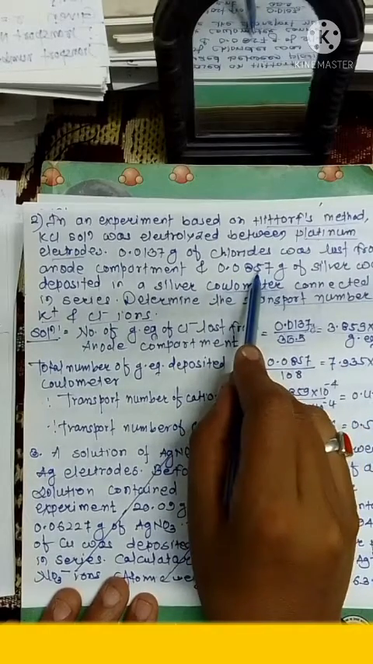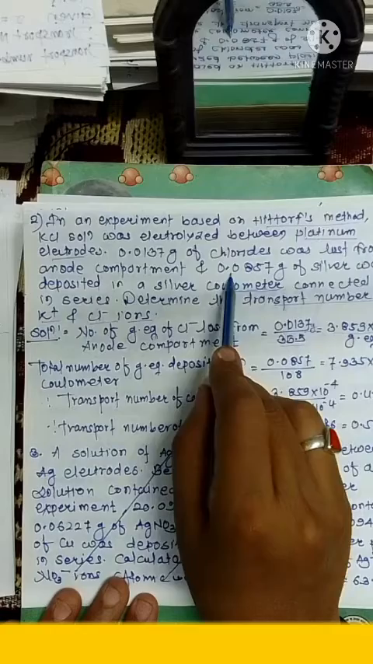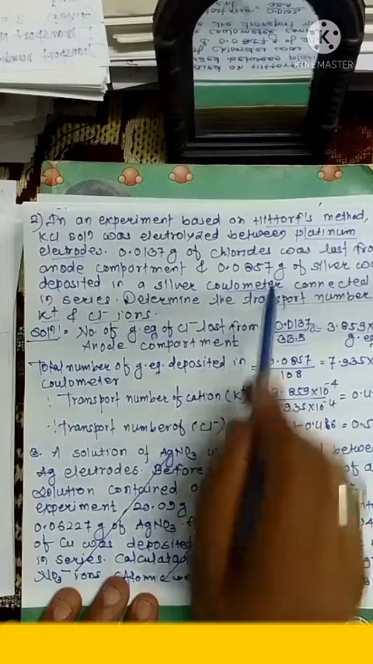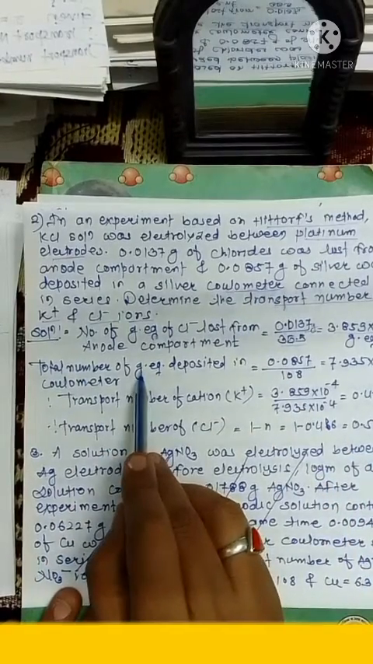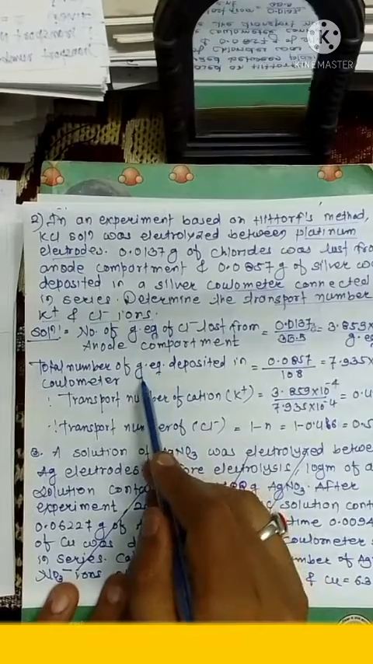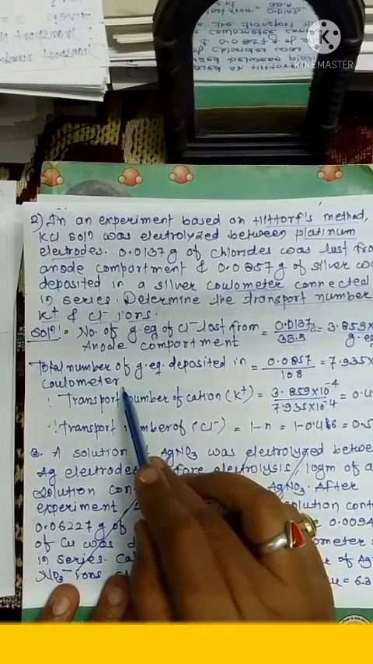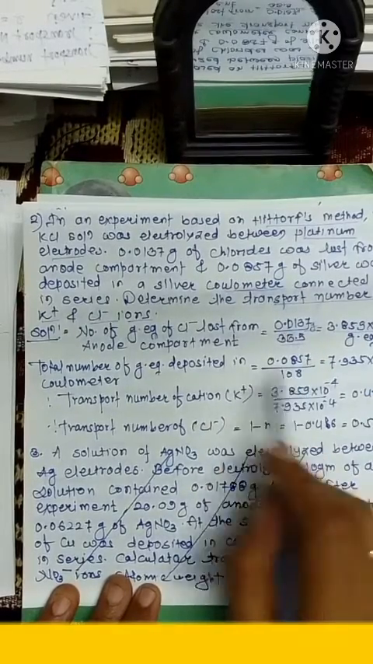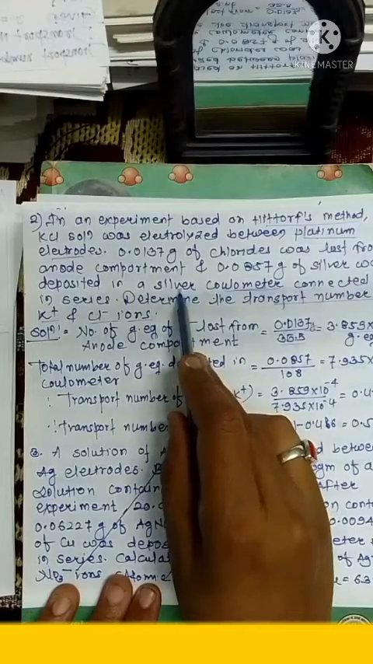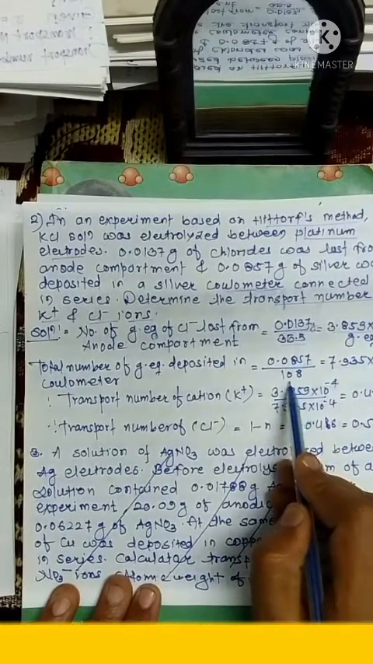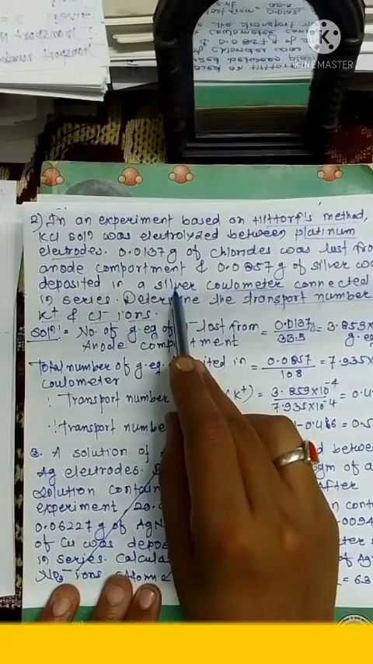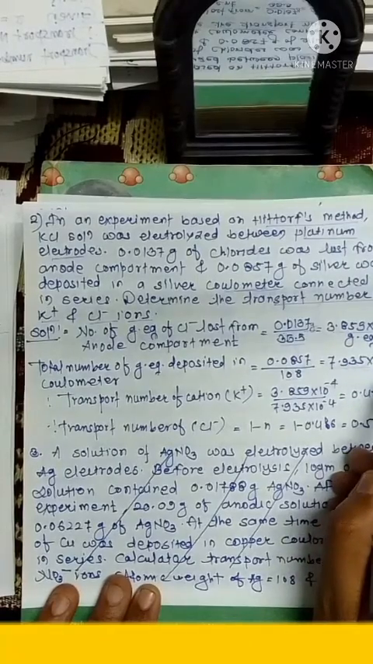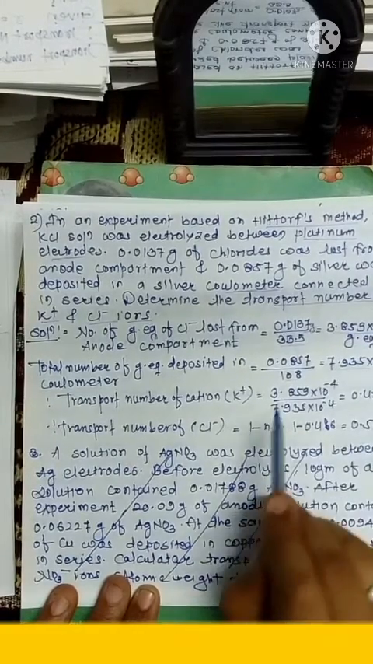Also, it is given that 0.0857 gram of silver was deposited in the silver coulometer. So the total number of silver gram equivalents deposited in the coulometer is equal to 0.0857. Since a silver coulometer is used, we divide this quantity by 108, that is the atomic weight of silver. So it comes as 7.935 into 10 raised to the power minus 4 gram equivalent.